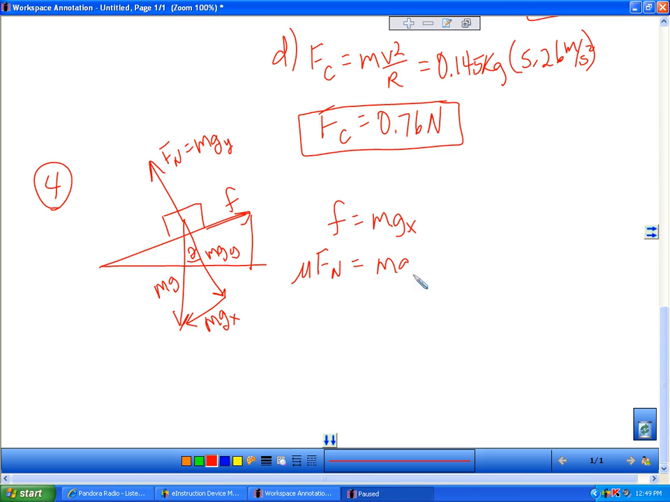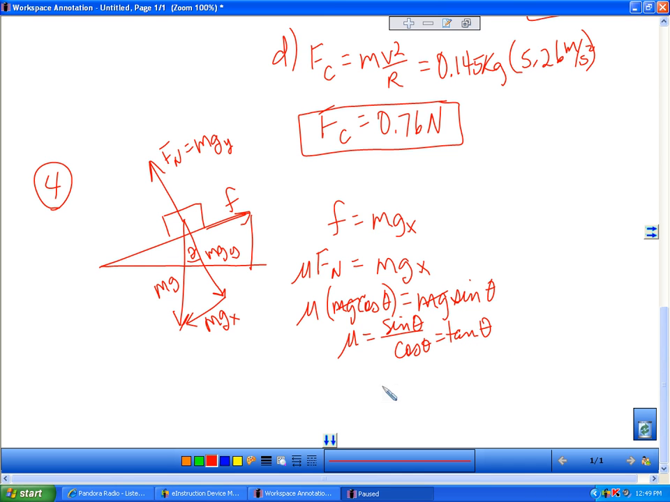equals mgx. Well, mu times force normal is mg cosine of theta. And mgx is mg sine of theta. So the mg's will go away. So mu is just going to be sine theta over cosine theta, which is the tangent of theta.